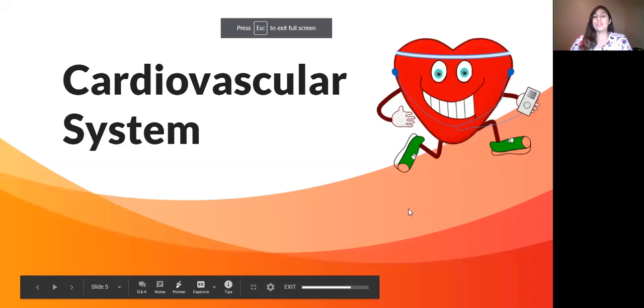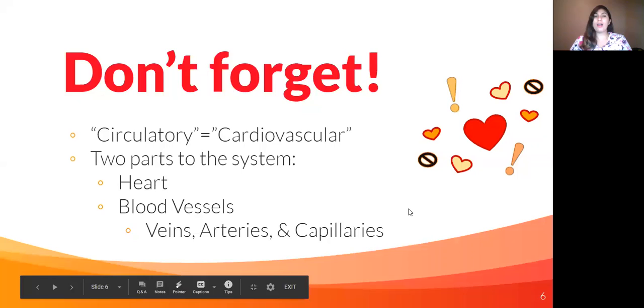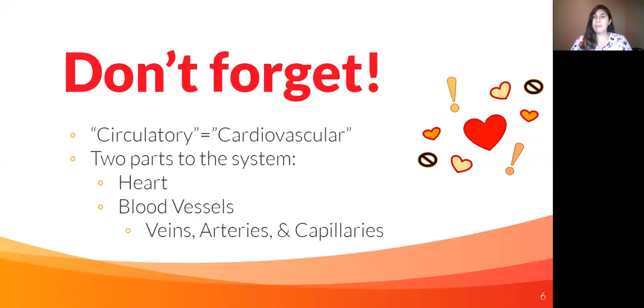Okay, so before we move on, I am just going to recap a few things that I mentioned in the instructions video. First thing was that cardiovascular is the same thing as circulatory. So you might hear me refer to it either way, the system is the exact same one. And the cardiovascular system is made up of two different parts. The first part is your heart, and the second part is the blood vessels.